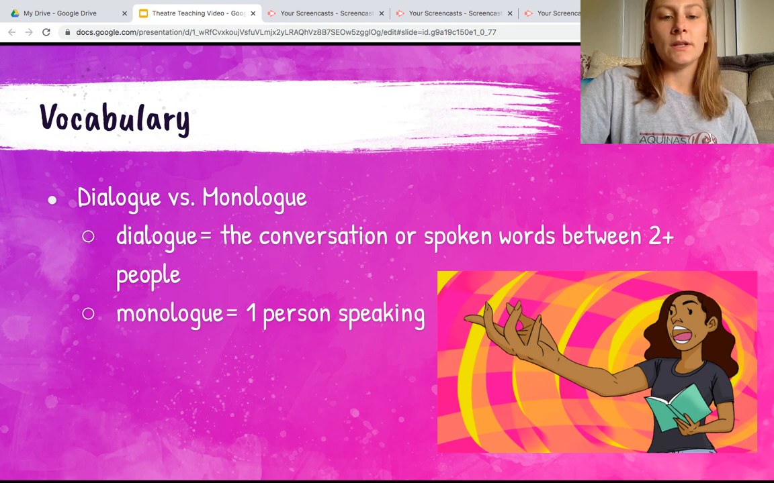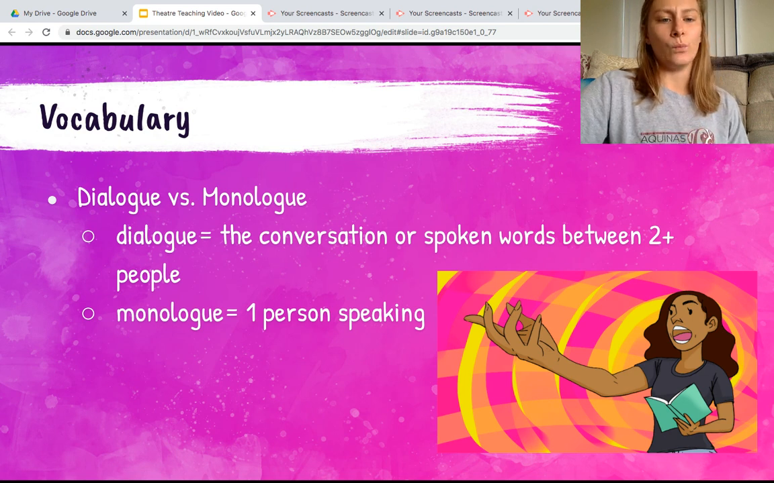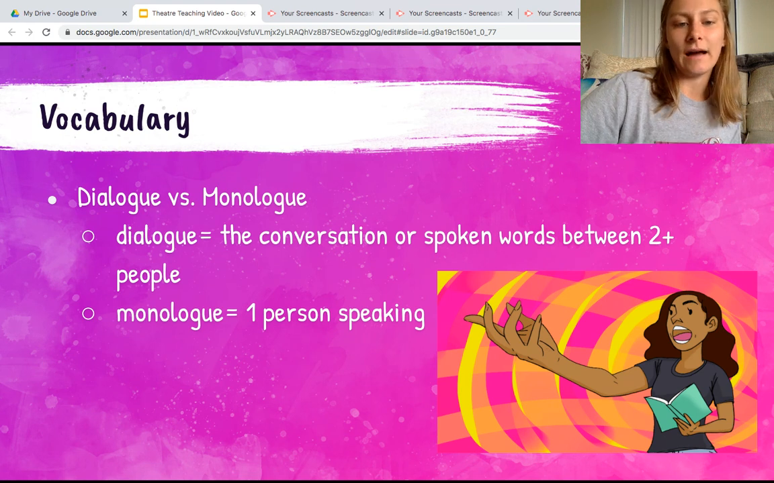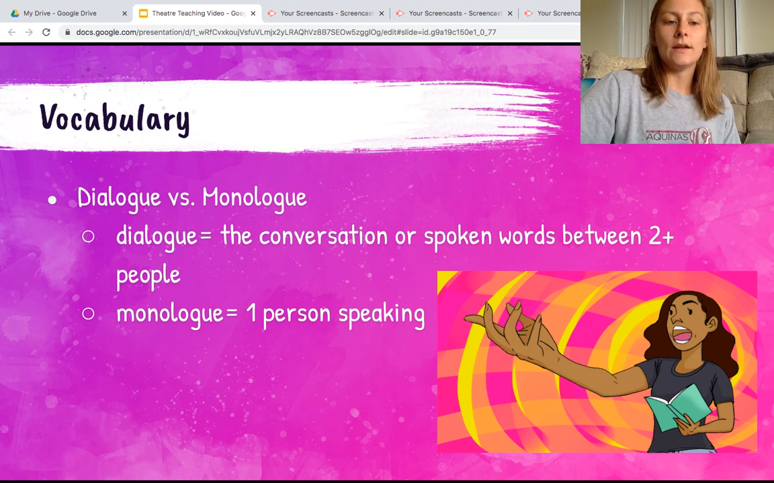Now, when we look at these two words, we notice two things, right? So first, they both have the same endings. And what is it? It'd be log, logue. Now, they have that similarity, but they also have a difference, and that would be the beginning of their words. So dialogue and monologue.